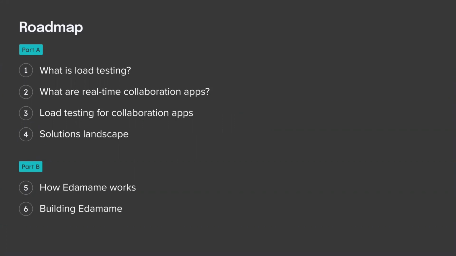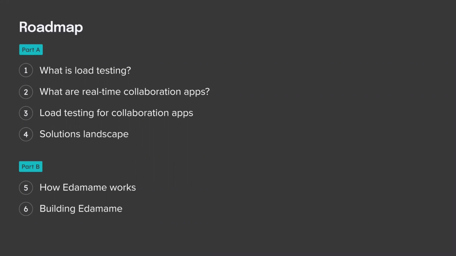Next, we'll talk about real-time collaboration apps like Slack, Coda, and Miro, and we'll explain why we decided to focus on these sorts of applications. Then we'll move on to talking about how load testing has a few different considerations when applied to collaboration apps. As you can imagine, real-time applications work a little bit differently, and they sometimes require additional protocols like WebSockets to make them more efficient, which is going to change the nature of what we're actually load testing.